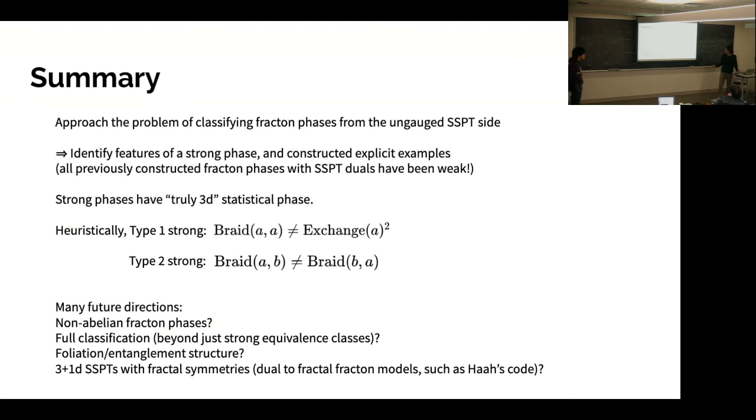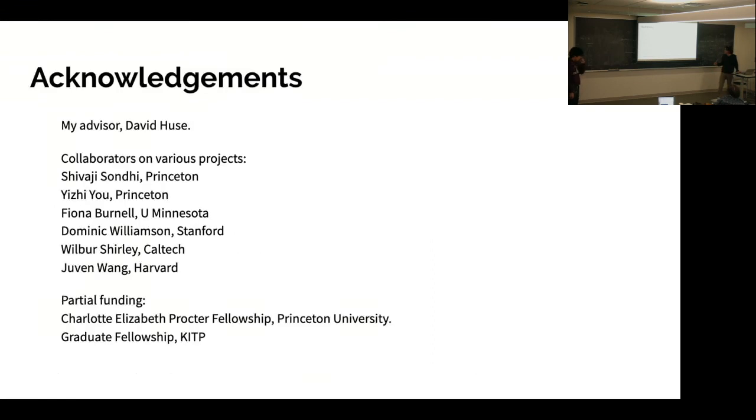Okay. Future directions: non-abelian fractons. Can we do a full classification of these fractons beyond just strong Clevitz classes? There's also the question of their foliation or entanglement structure. Fractal symmetry is obviously a big one. Thanks to David and other collaborators. Faji, E.G. is here. Lona, Dominic, Wilbur, Juven.